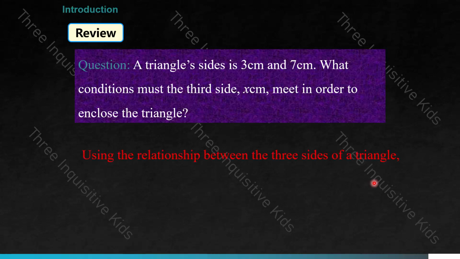Using the relationship between the three sides of a triangle, we have two inequalities. x is greater than 7 minus 3, which is equal to 4, and x is less than 7 plus 3, which is equal to 10. All this means is x is greater than 4 and x is less than 10. So the value range of x would be greater than 4 and less than 10.